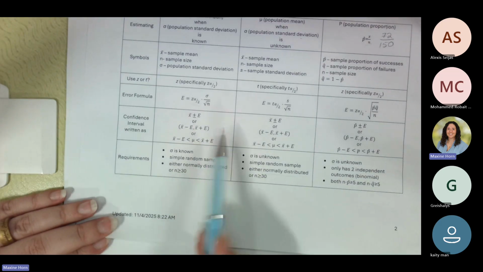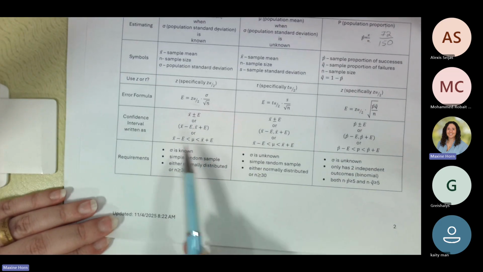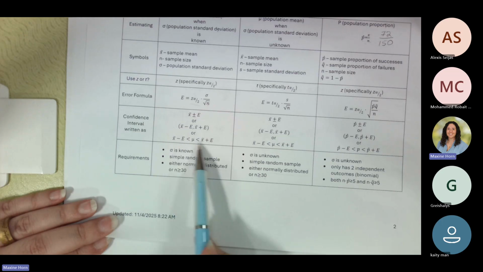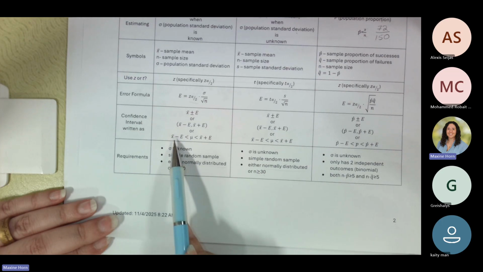And why do we need our margin of error? Because we're going to take that and we're going to add it and subtract it. And you can write it this way or you can write it this way. I like writing it this way because it's like a full sentence here, from our sample statistic.